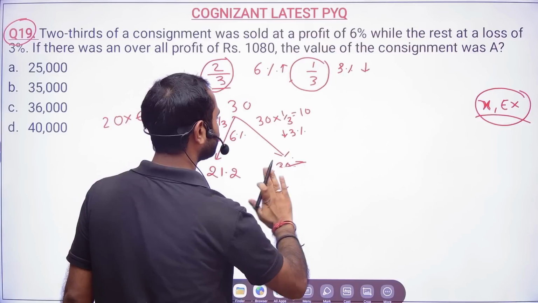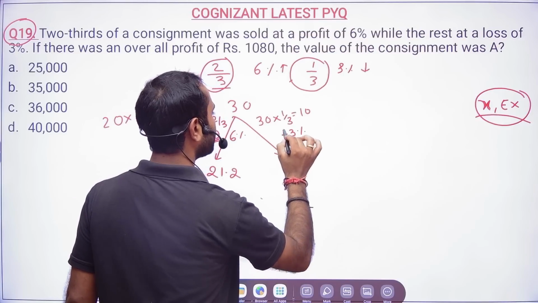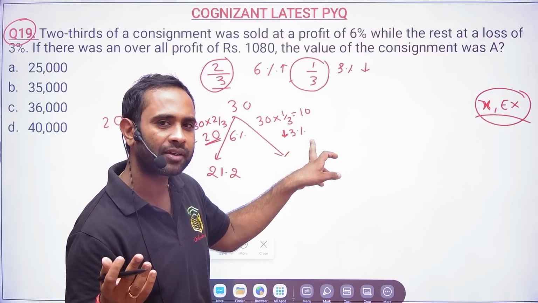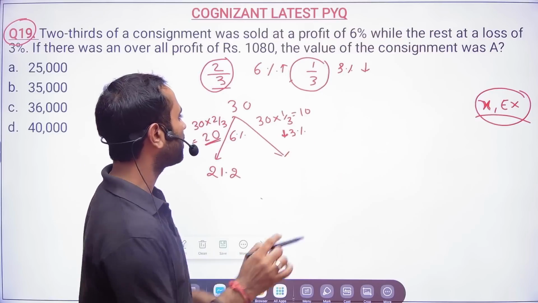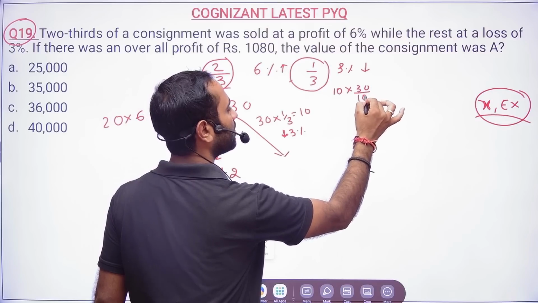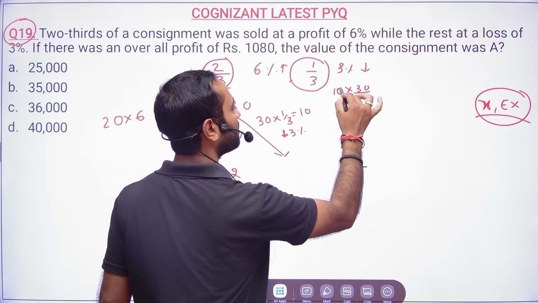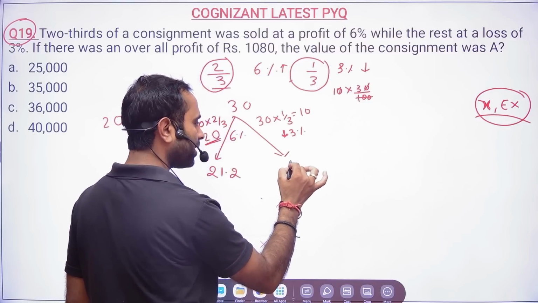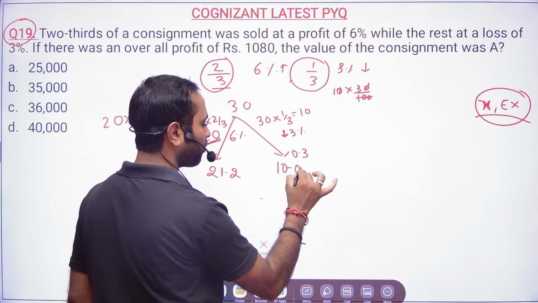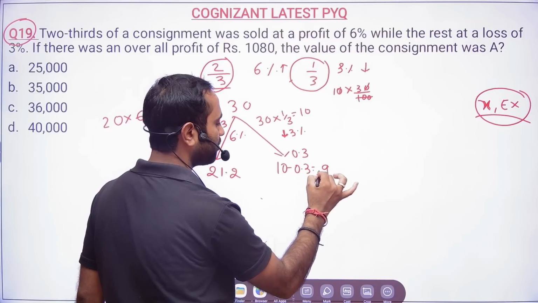So here, okay, see 10, right? So 30% of 10 will be what? 30% will be nothing but 3. So 3% will be nothing but 0.3. So this is a loss. So subtract 10 minus 0.3. It will be nothing but 9.7.